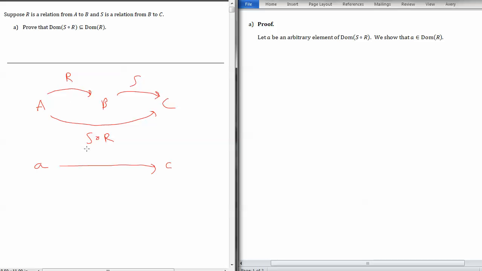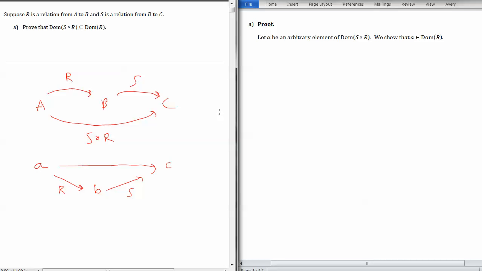And that's true because if this is in the composition S composed with R, then that means there exists some B in the set B such that (A, B) is in R and (B, C) is in S. Okay, so because (A, B) is in R, that means that A is in the domain of R. And so that's the idea.